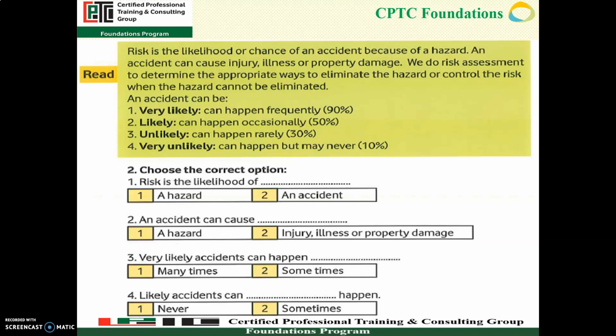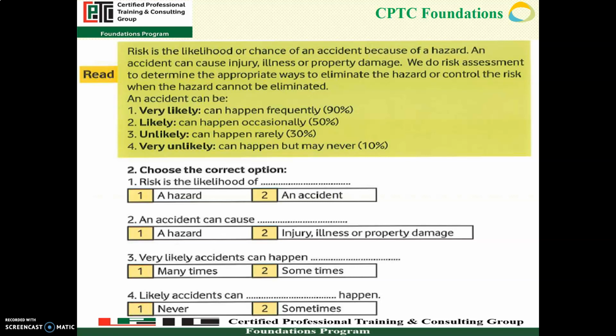An accident can cause injury, illness, or property damage. So it can be dangerous to your health. It can cause injury, body injury, illness also involving your health, or it can also cause property damage to your property, like your car, for example, if you are involved in a car accident.